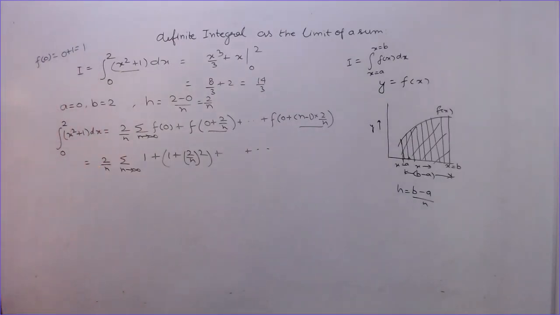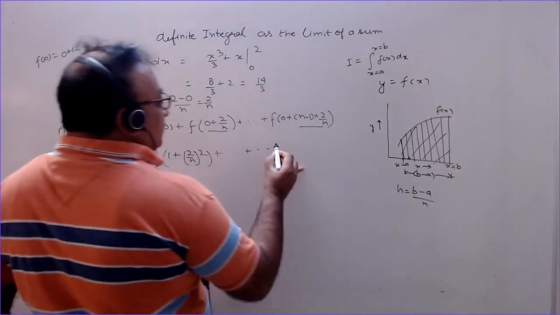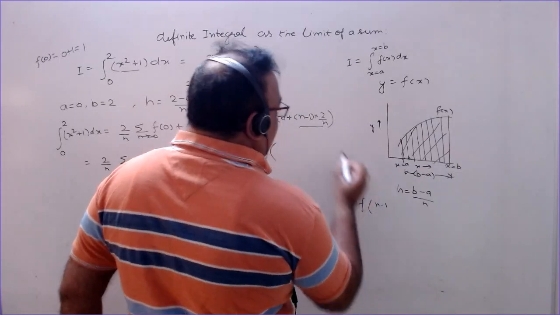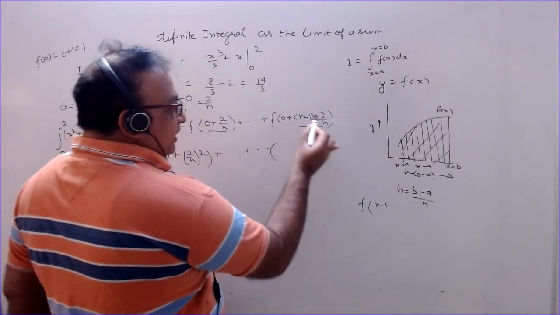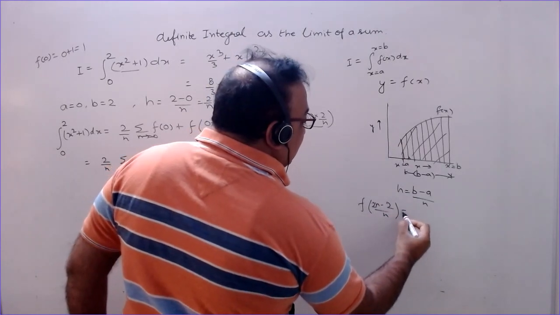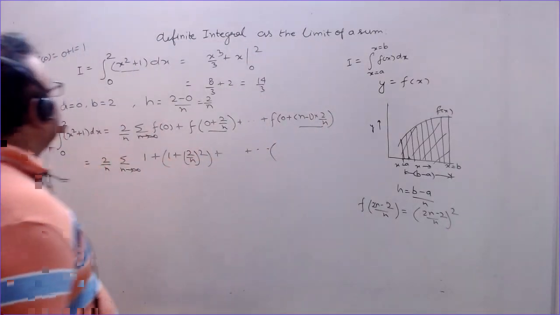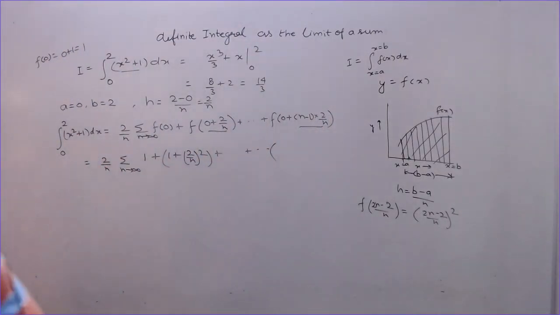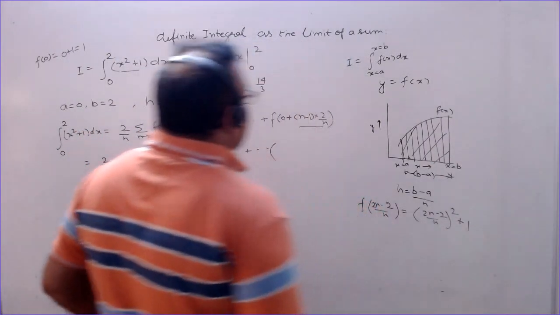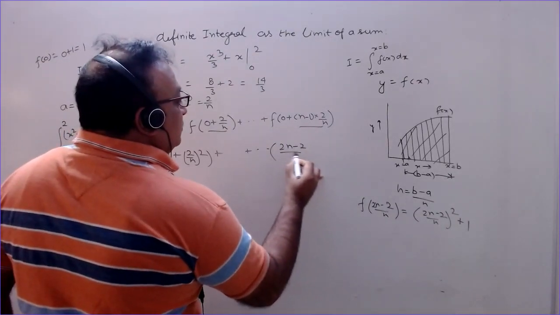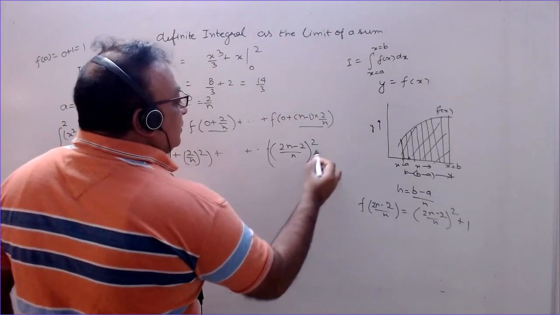So in place of x, you have to write here n minus 1 into 2 by n. So I can show here f of n minus 1. So multiply this 2 inside, 2n minus 2 divided by n, that is 2n minus 2 by n whole square plus 1. Putting the value in this expression, so 2n minus 2 by n whole square plus 1.